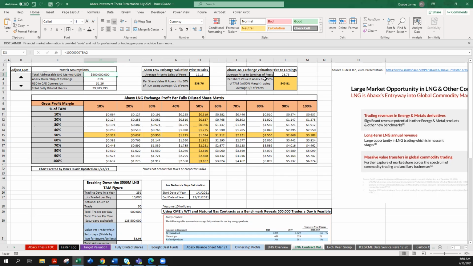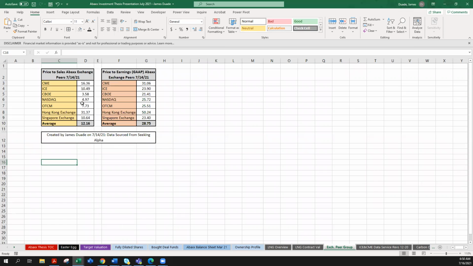A note about the exchange peer group multiple. On July 14th, I went in and took a look at a variety of exchanges, and I looked at their price to sales and their price to earnings, GAAP earnings, so that we could say, okay, what could Abaxx realistically get from a price to sales multiple or a price to earnings multiple? 12.16 is about what we got here. Hong Kong Exchange, for some reason, I'm not exactly sure why, has such an incredibly high multiple. It does skew it a little bit, but I wanted to include them because they're in the region, as well as Singapore Exchange. Price to earnings, 28.75 is kind of reasonable, and that's what we looked at here as well.